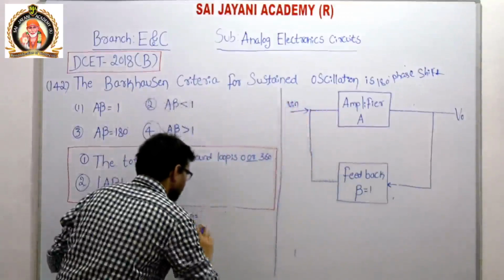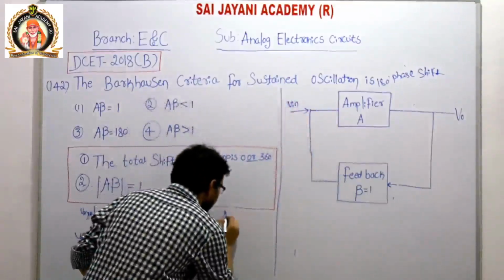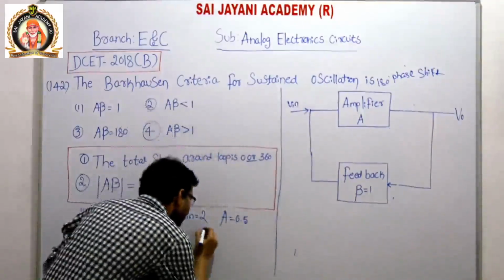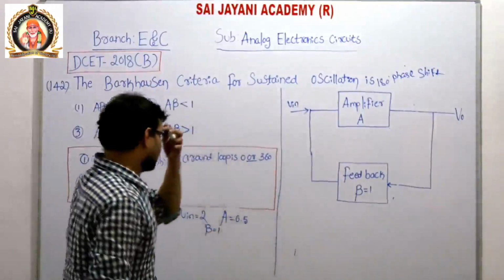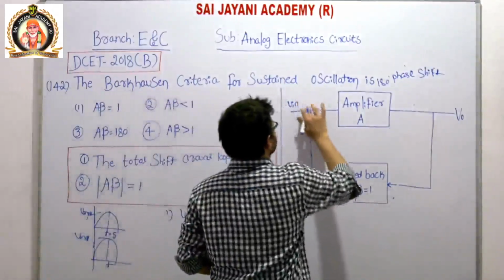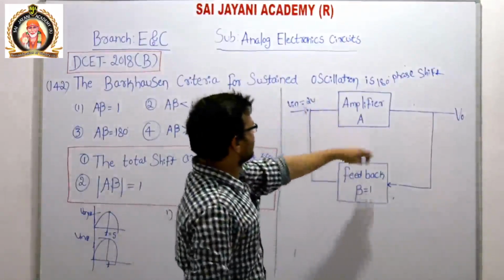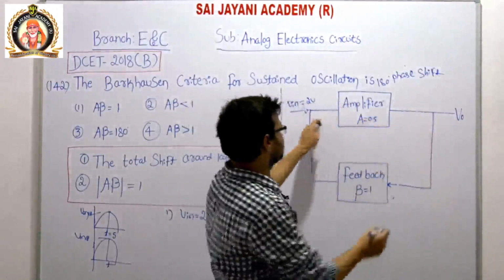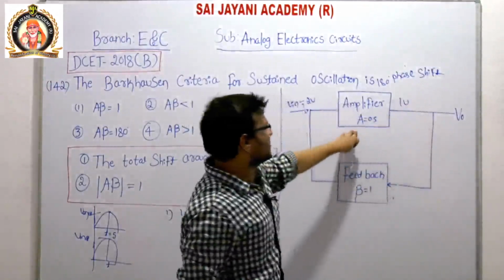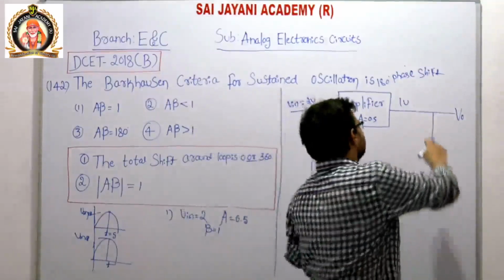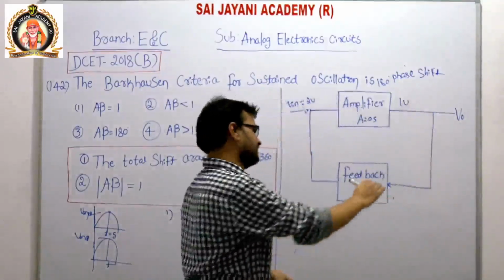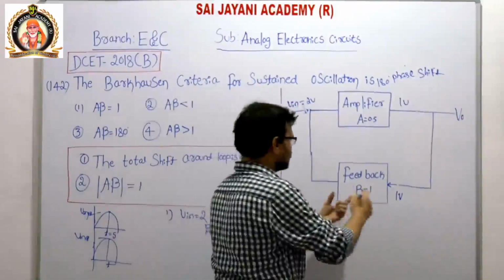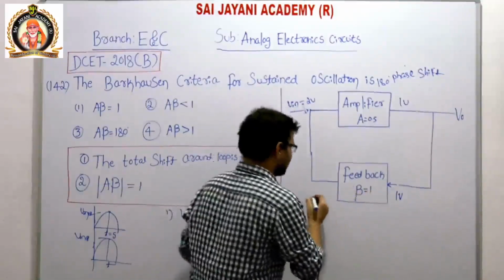If you consider V in is equal to 2 volt and the amplifier gain A is equal to 0.5, then beta is equal to 1. If you give V in is equal to 2 volt, then at the output of the amplifier circuit you are getting 0.5 into 2, that means 1 volt at the output side. Then this 1 volt is again fed back to the feedback circuit, and this is multiplied with beta is equal to 1, then you are getting at the output of the feedback circuit 1 volt.